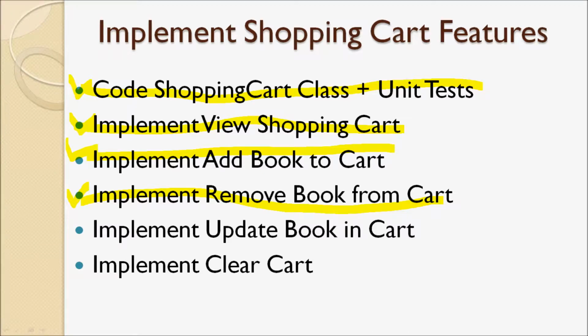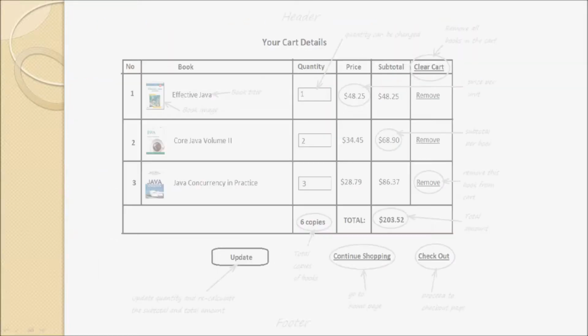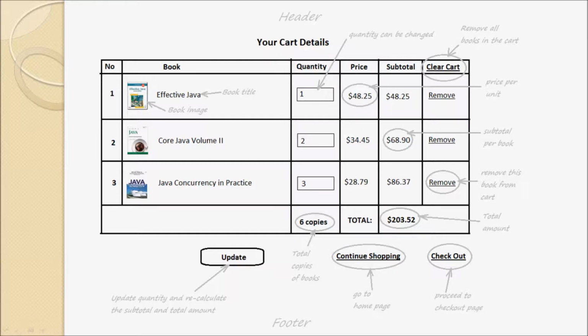Next, we are going to implement the update book in cart feature that allows the customer to update the quantities of books in the shopping cart. You see, in the shopping cart detail page, for each book listed in the shopping cart, the customer can edit the quantity numbers here.